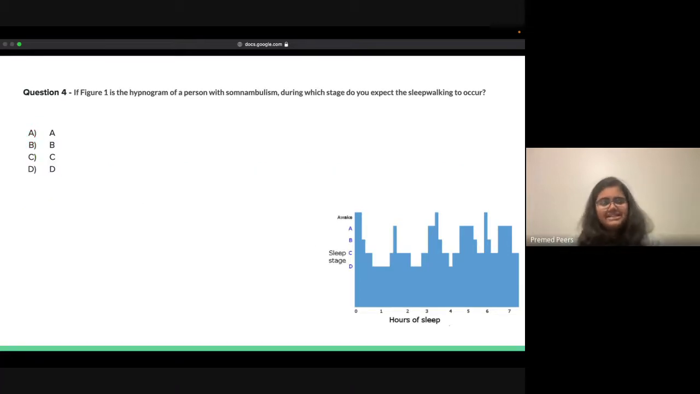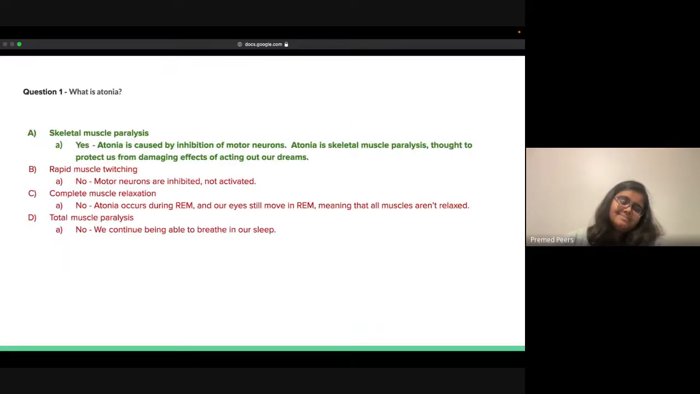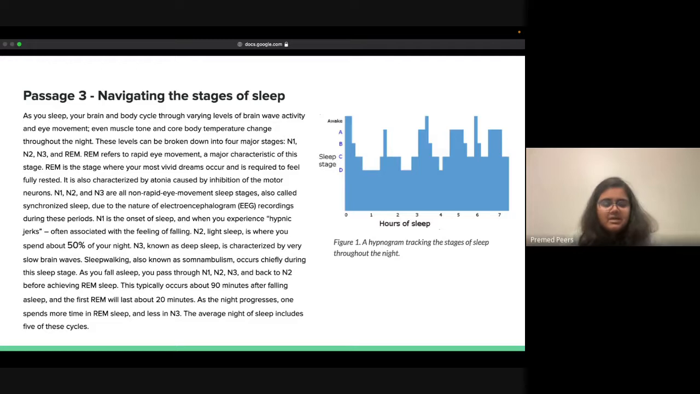So yeah, going into that, question 4, if figure 1 is the hypnogram of a person with somnambulism, during which stage do you expect the sleepwalking to occur? So let's go back to the passage. It tells us N3, known as deep sleep, is characterized by very slow brain waves. Sleepwalking, also known as somnambulism, occurs chiefly during this sleep stage. So we know that it happens during N3.